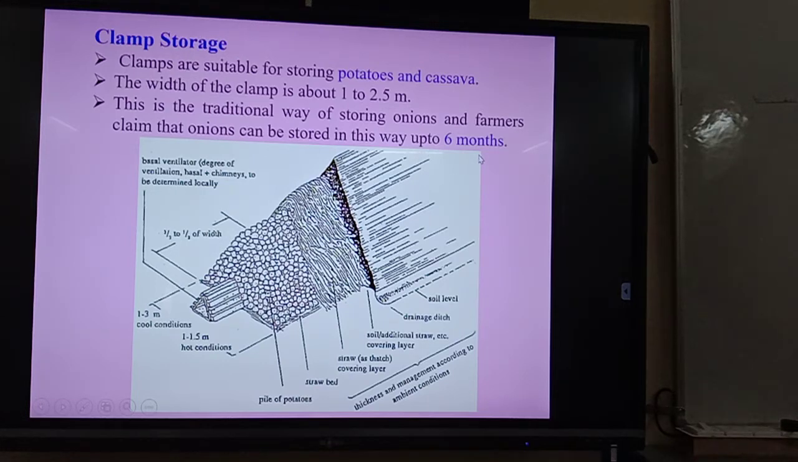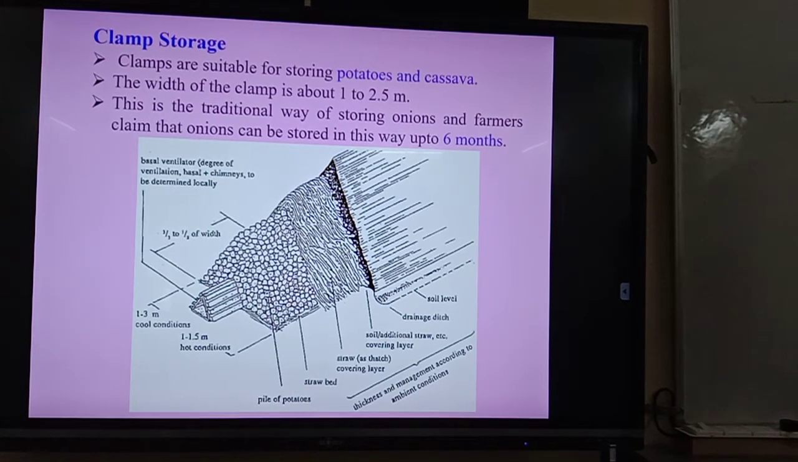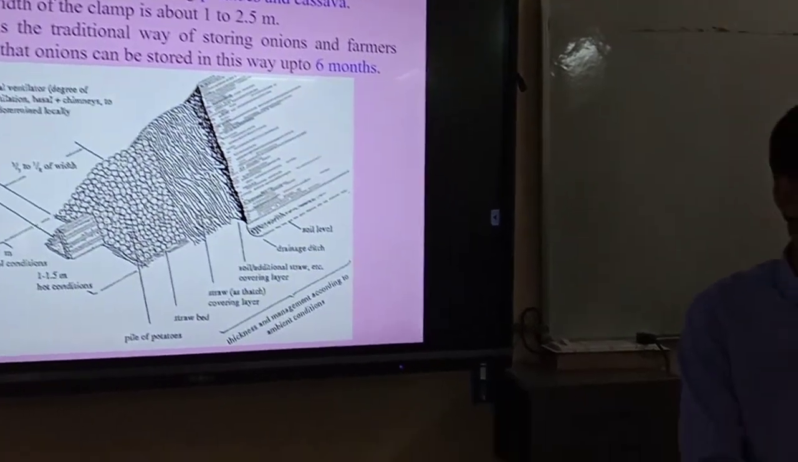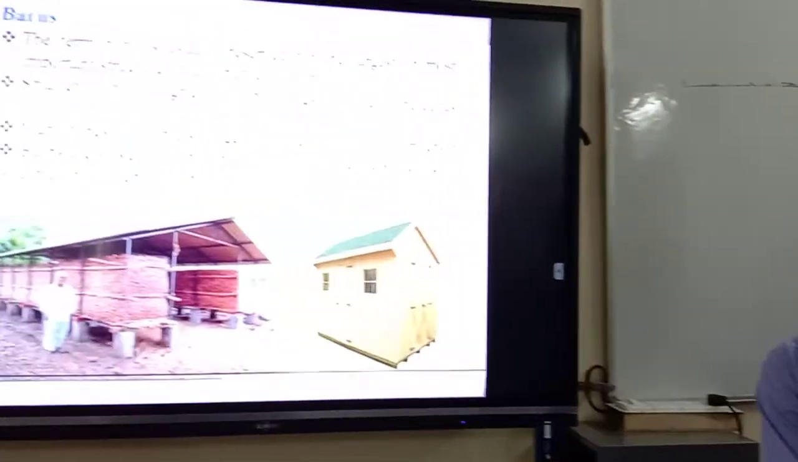But here again we have to take care that such a structure must be prepared in a shady condition or at a higher elevation. If we prepare this type of structure in the open and at a lower elevation, then instead of storing our produce for a longer duration, we can lose our produce in a short period of time.